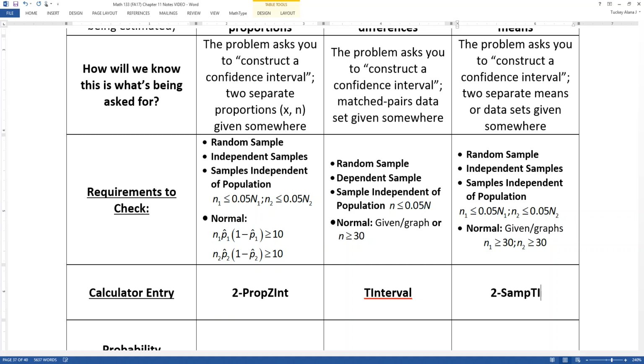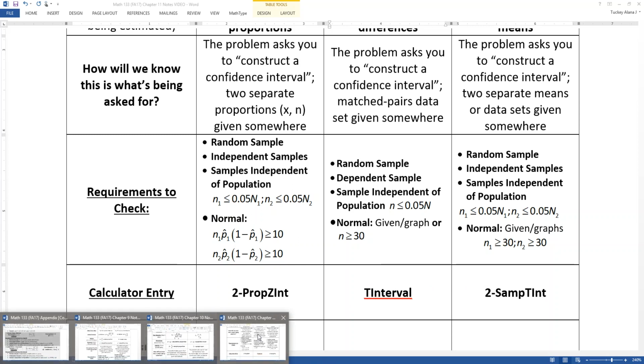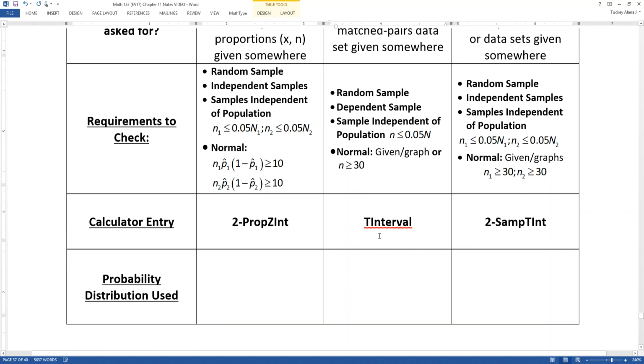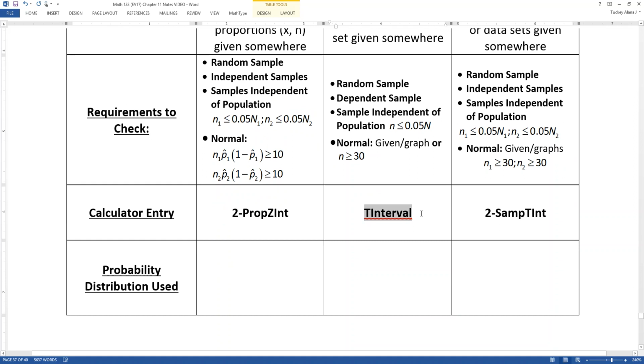Now it's interesting to note that the t interval is actually the same interval we were using back in chapter 9 for a confidence interval for a single mean. That's because when you're looking at a dependent sample, all you're considering is the differences, and the differences work like they did in chapters 9 and 10. So it's the same interval formula we used in chapter 9.